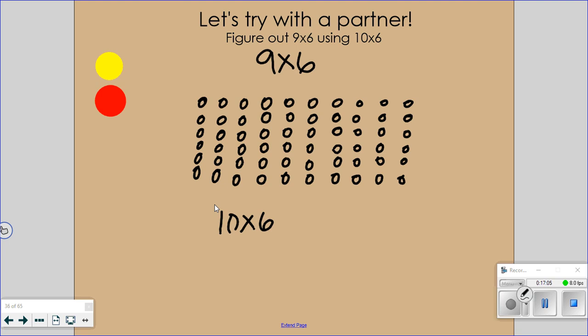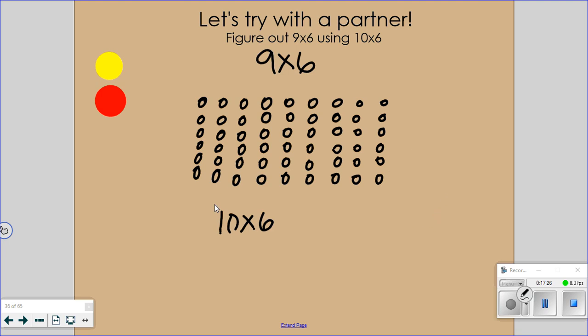Now, what do you think I could do? Take away 1 group of 6. If I take away 1 group of 6, do I have 9 groups of 6 now? Yes. I'm going to take away this group. There's one of my groups. I'm going to get rid of it.